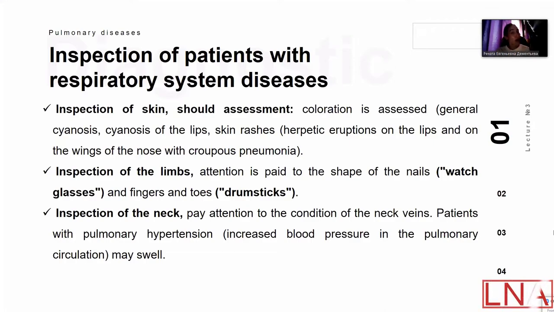Also an important moment is cyanosis, and do not forget that for respiratory patients the more significant type is central cyanosis, or warm type of cyanosis. Next, inspection of the limbs, arms or hands: watch glasses, changing nails and fingers like drumsticks, and inspection of the neck, paying attention to neck vein swelling.